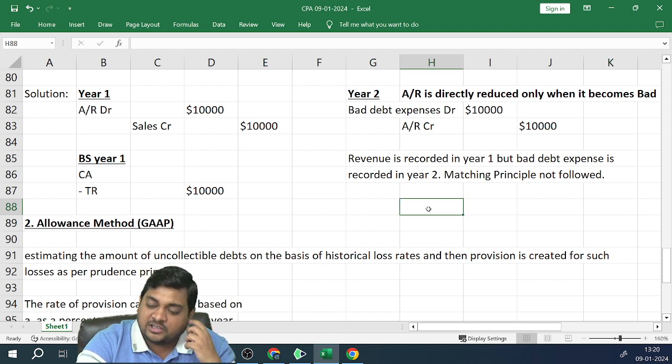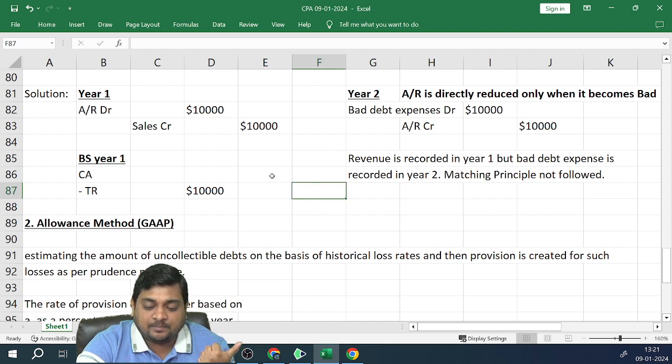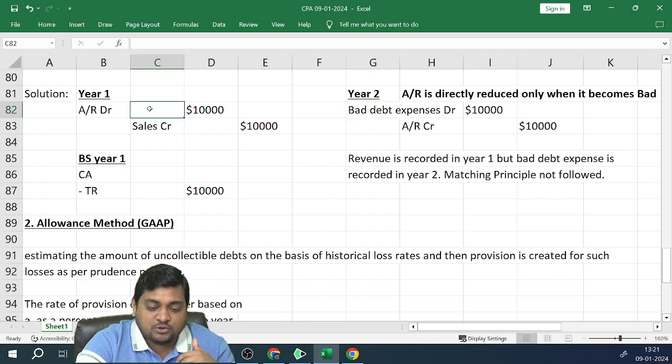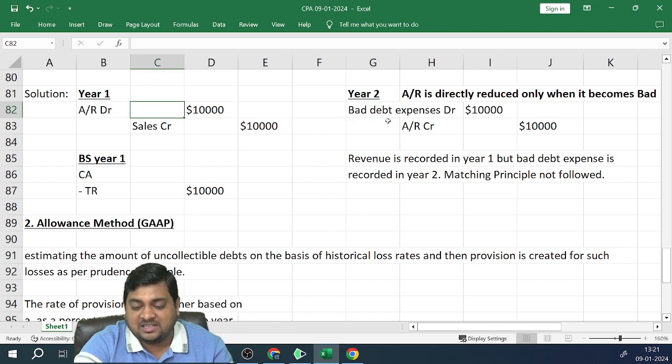See, in accounts you need to note one thing. You cannot just mug up and go to the exam, right? When you are doing financial accounting and reporting, it has to be 100% conceptual. You need to learn each and every concept, right? So this is direct method. First of all, you are showing bad debt only when it is becoming uncollectible. When it is already declared bad, then only you are showing. So I am showing revenue in some year, bad debt expense in some year.